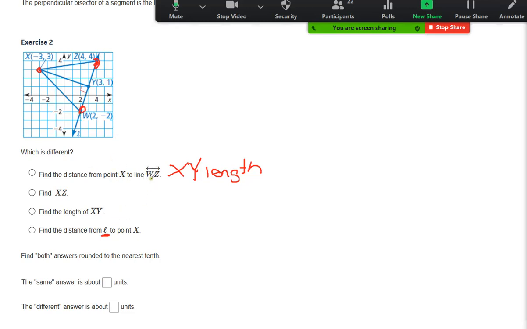Line WZ and line L are the same. So the only thing that's different here is XZ. This is the different one. So that's this answer.